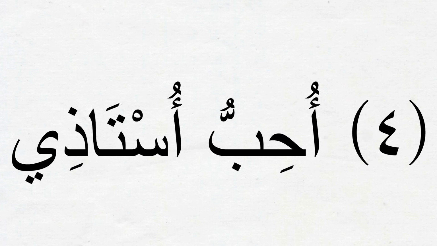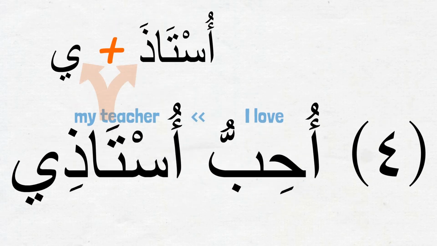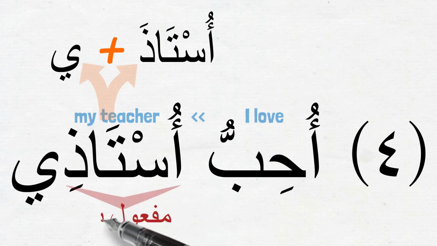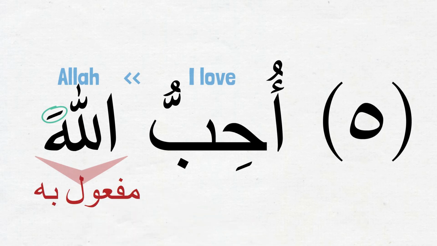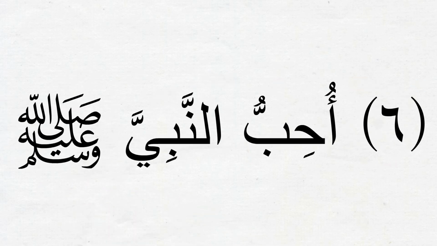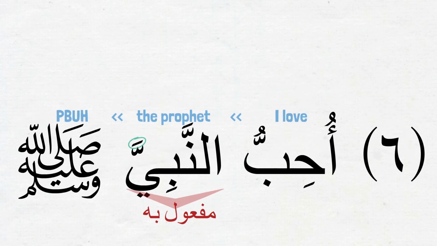Sentence 4. أحب أستاذي. I love my teacher. أستاذي is the إضافة of أستاذة and ياء المتكلم. And the mansub ism أستاذة is the مفعول به of the فعل أحب. Sentence 5. أحب الله. I love Allah. Here we can see the apparent mansub sign of the ism Allah with the fatha end. Sentence 6. أحب النبي صلى الله عليه وسلم. I love the Prophet, peace be upon him. Again here the ism an-nabiyya is coming as mansub because it is maf'ul bih. The marfu' form would be an-nabiyyu.